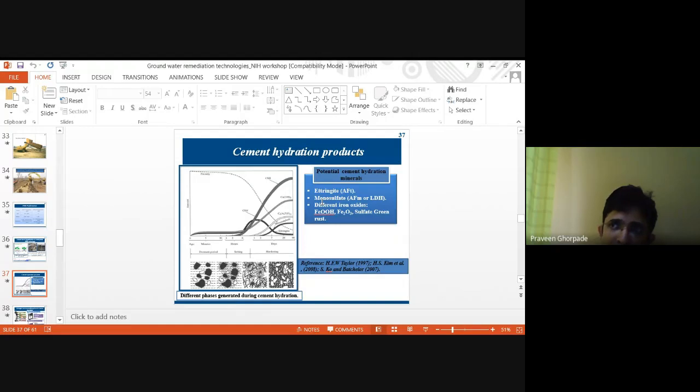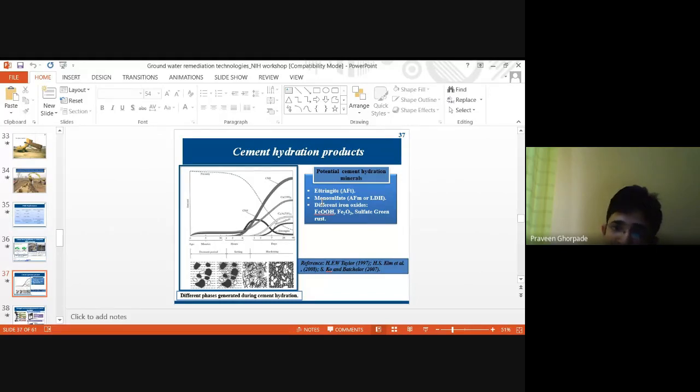These minerals will get formed when calcium sulfate in the cement, gypsum, reacts with some phases like alite, belite, aluminate, and ferrite phase, as we call them. The aluminate phase is tricalcium aluminate. When it reacts with gypsum, it will generate phases like ettringite and monosulfate. And these ettringite and monosulfate have an excellent property of exchanging ions.